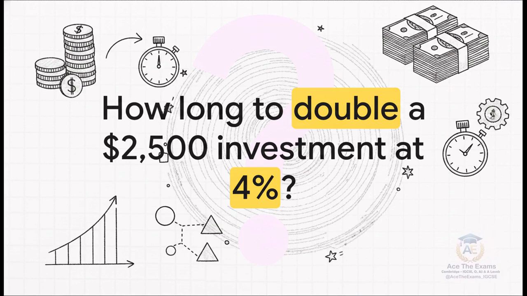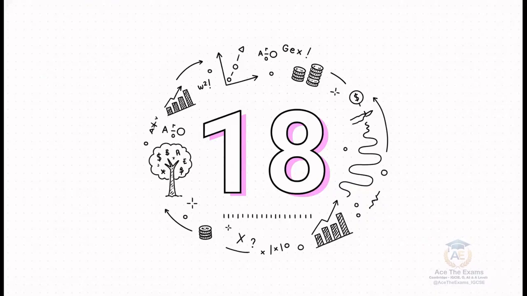Math basically gives us a time machine here. And the answer? 18 years. Using logarithmic equations, we can calculate this perfectly. Because the formula for compounding interest asks us to solve for an exponent, we've got to use logs.